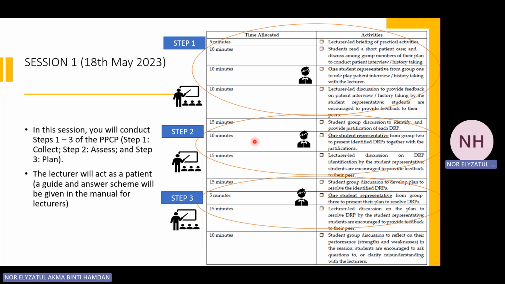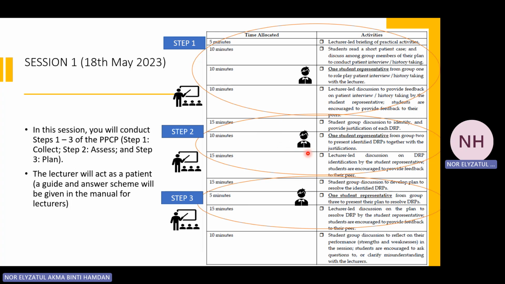In step 2, you move back to your small group and discuss the drug related problem based on the history taking that you just did, based on the interview that you conducted in the previous step. After you identify the DRP with the justification, one representative from group 2 needs to present the identified DRP together with the justification in the lab.